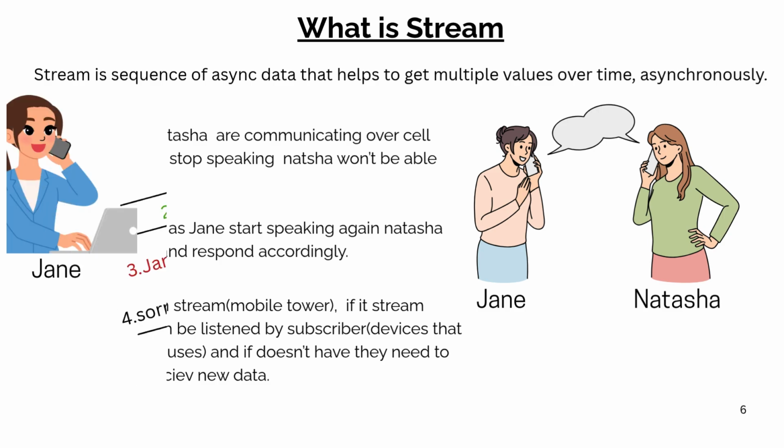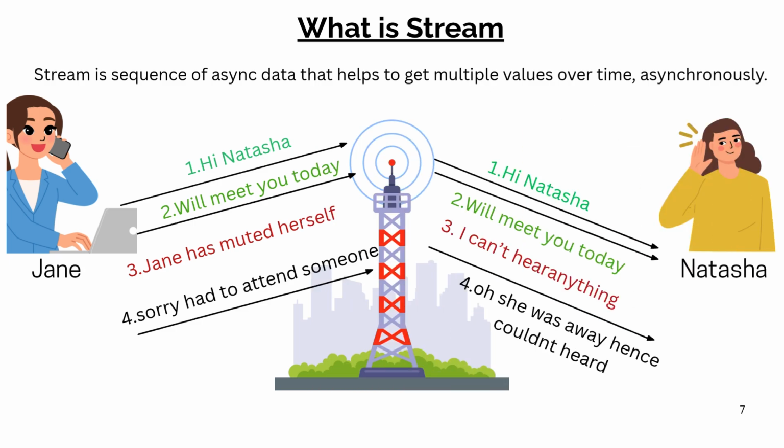So let's understand with the help of a mobile tower as a stream. The stream is already present here in the form of the mobile tower and its connections. So Jane says, "Hi Natasha." The value is now pushed into the stream and Natasha, listening to her, receives that value. Jane again says, "We'll meet you today." This message is also pushed to the stream and Natasha receives it. Now Jane goes away from the phone. So nothing is pushed into the stream and Natasha at the other end cannot get any message.